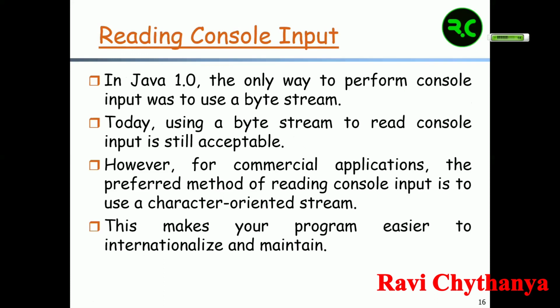In Java 1.0, the only way to perform console input was to use a byte stream. Today using a byte stream to read console input is still acceptable. However, for commercial applications, the preferred method of reading console input is to use a character-oriented stream. This makes your program easier to internationalize and maintain. So instead of using byte streams to read in the data from the user, you could use the character-oriented stream to make it easier to maintain the data. When you are going to store it into files also, it will be very useful.